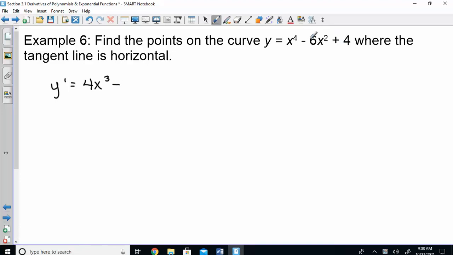Can I go ahead and multiply these as I bring it down? Am I going to lose it? Okay, so 6 times 2 is 12, x to the first, and the derivative of 4 is just 0. And I want this to equal 0 because a horizontal line has a slope of 0. So then we could factor out a 4x.